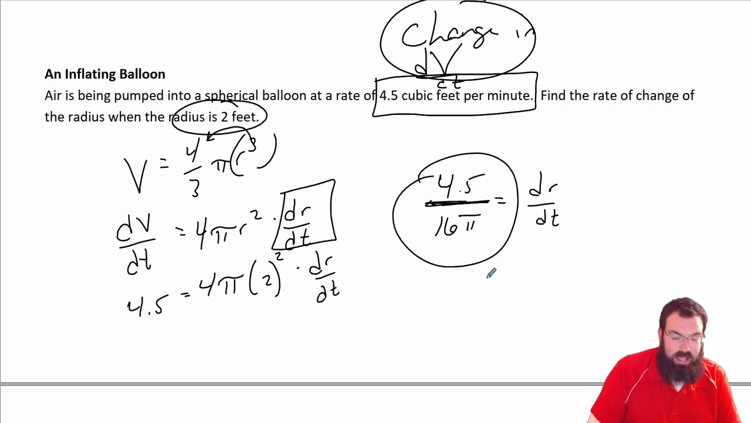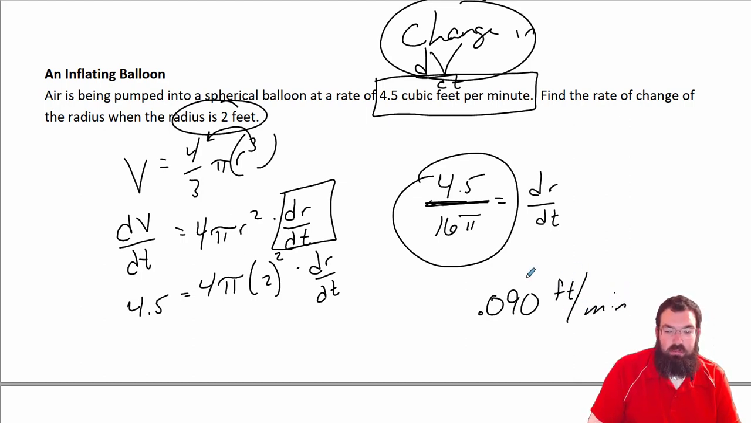4.5 over 16 pi. If you actually did this on a calculator, you get somewhere around 0.090 feet per minute. Because the feet is the radius, and then per minute is the unit of measure. So this is equal to dr over dt. Great news. Let's move on.